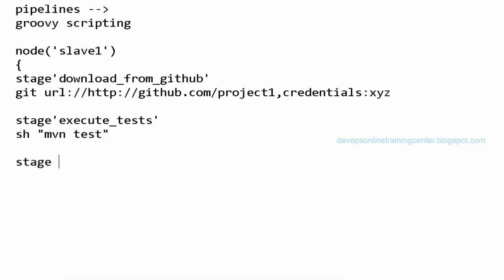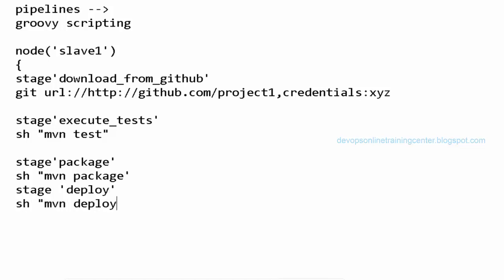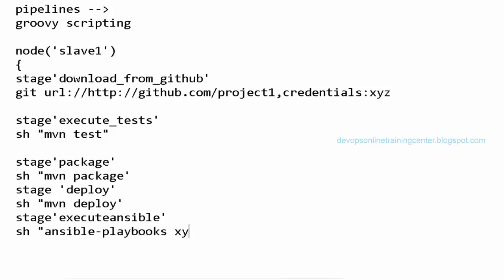Then we have something like stage, let us say package. So this allows different stages and it will show a beautiful pipeline. I'll show you that. mvn package. Then stage, let us say deploy to Nexus. Then I simply do Maven deploy. Then stage, execute Ansible playbook. Something like this we write. And then here we write the simple command ansible-playbook xyz.yaml.